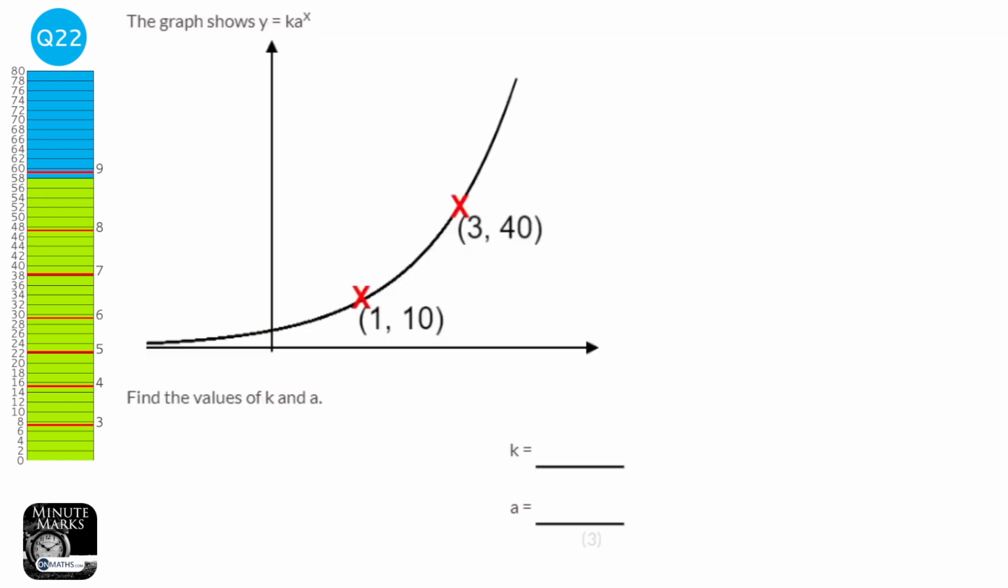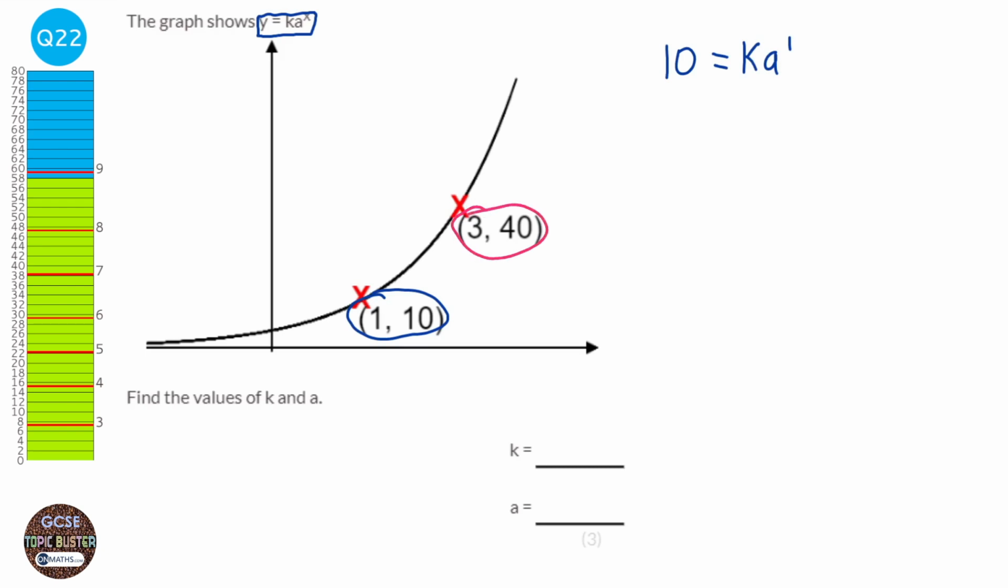So we're given the equation of the line, which is y equals ka to the power of x, and we're given two coordinates. So we're looking at this first coordinate and put that into the equation. So y is 10 equals ka to the power of x, which is 1. And we're going to do the same with the other coordinate. So we've got 40 equals ka to the power of x, which is 3.